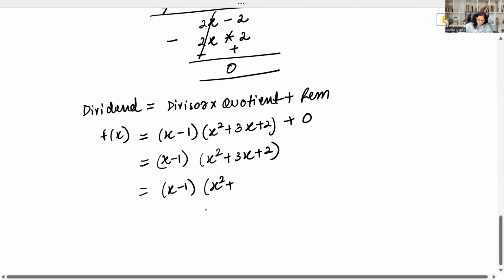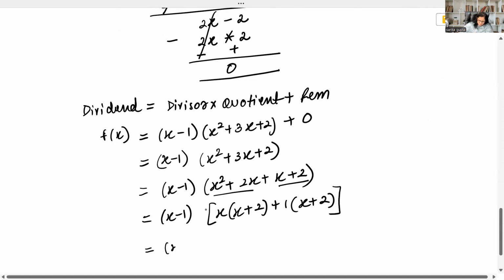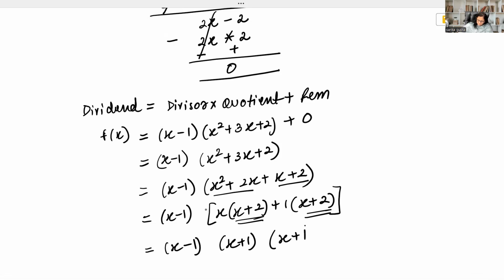So that would be x square plus 2x plus x plus 2. x taken out common will give answer x plus 2 here. 1 taken out common from the last two terms will again give answer x plus 2 here in the bracket. Now taking out x plus 2 common from both the terms, we will be able to obtain the other two factors of the cubic polynomial. Now this is how the factorization of the cubic polynomial is done.